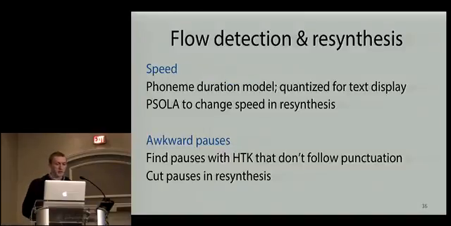Narration Coach computes speed at the line level by using a phoneme speech model to estimate how much faster or slower than normal the speaker is talking, and then reports that back to the user. And our aligner already finds pauses in the speech, so in order to mark awkward pauses, we find long pauses that do not occur after punctuation. So in general, these are bad places to pause. And to remove the pauses, we splice the audio to skip those segments.